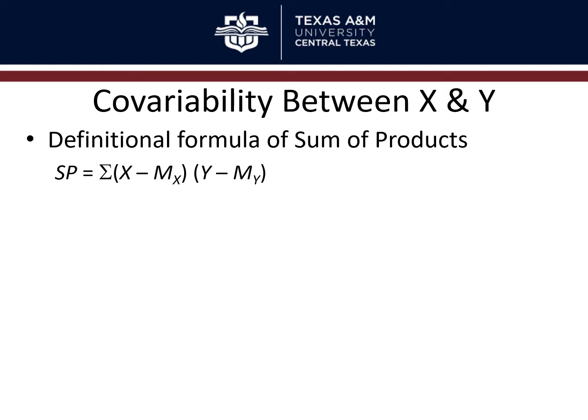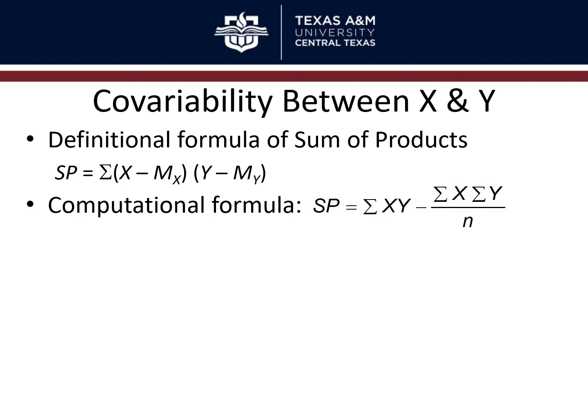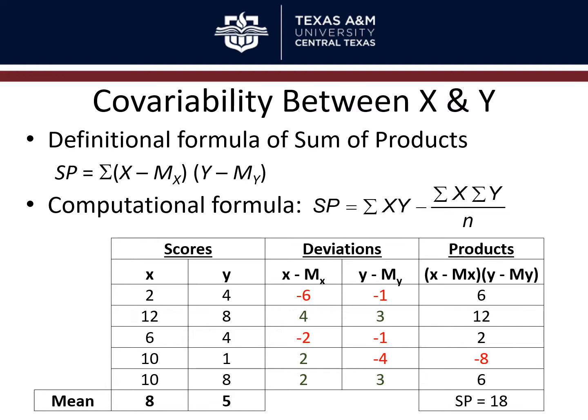So much like the sums of squares formula, the definitional formula may help us understand what's going on, but it can be kind of a pain to calculate because you're doing a lot of subtracting and multiplying there. So fortunately, I have a computational formula, which should look fairly familiar: the sum of the XYs minus the sum of the X's times the sum of the Y's divided by n, where n is the number of pairs of scores, right? So let's look at some numbers.